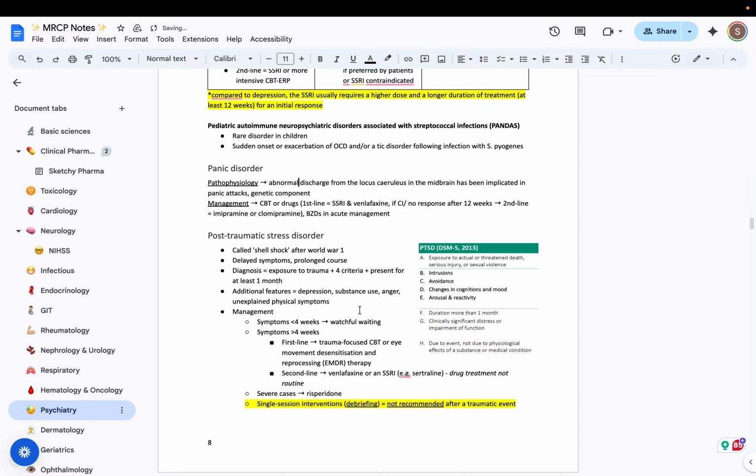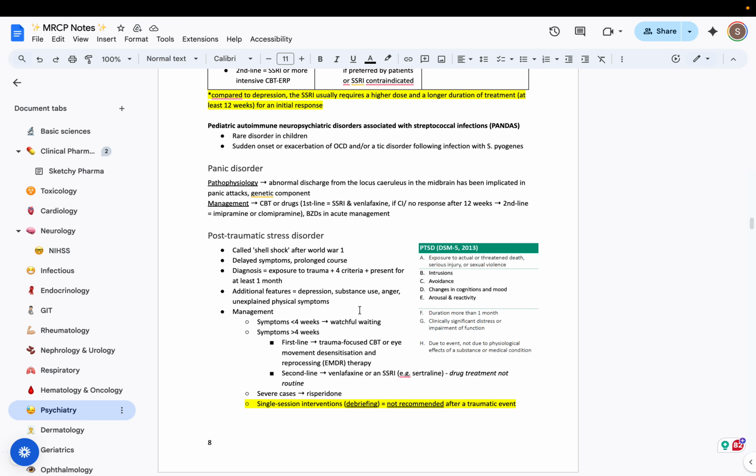For PTSD, it's exposure to trauma plus 4 criteria, which is intrusions, avoidance, changes in cognition or mood, and arousal and reactivity. Present for at least 1 month. If the symptoms have been present for at least 1 month, we do trauma-focused CBT or eye movement desensitization and reprocessing therapy. The second line would be venlafaxine or sertraline.